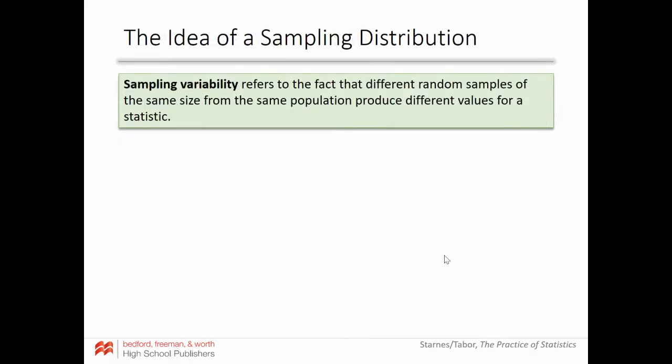Okay, we've talked about this briefly also, but it's going to come up a lot more now. So the idea of sampling distributions and sampling variability. Sampling variability refers to the fact that different random samples of the same size from the same population produce different values for a statistic.